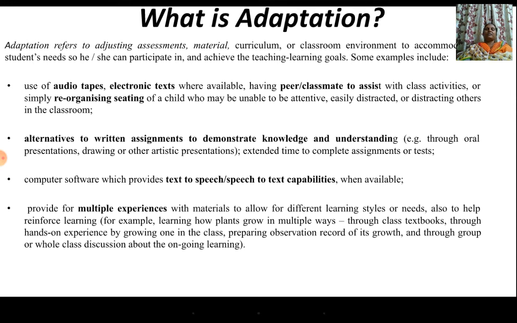Then multiple experiences can be provided to meet the different learning styles of the students in the classroom. That is, one may be a visual learner, the other may be an auditory learner, one may be a kinesthetic learner. So, the teaching learning process should address all the styles of learning in the classroom so that the child can adapt according to his own style and interest. So, accordingly, textbook, hands-on experience and field experience, everything has to be planned by the teacher.